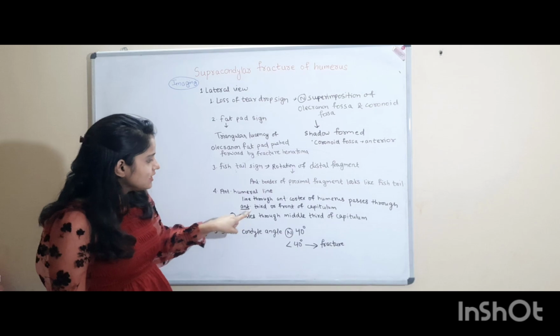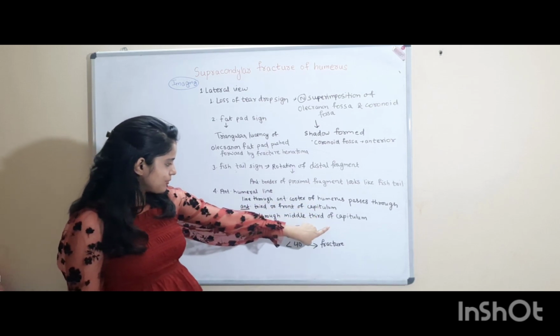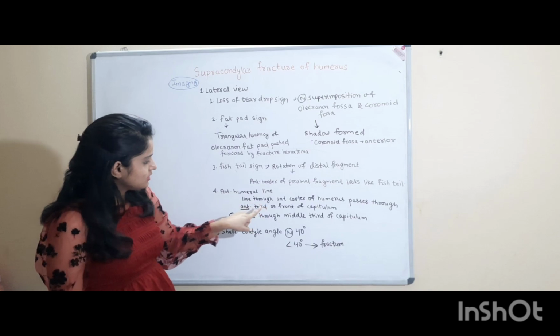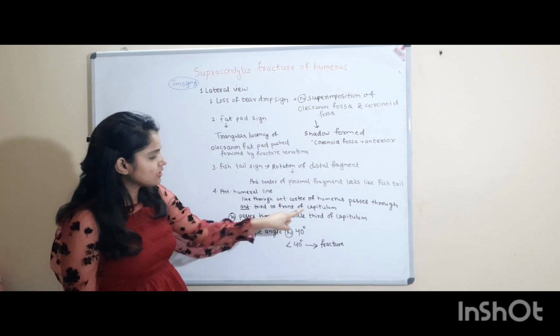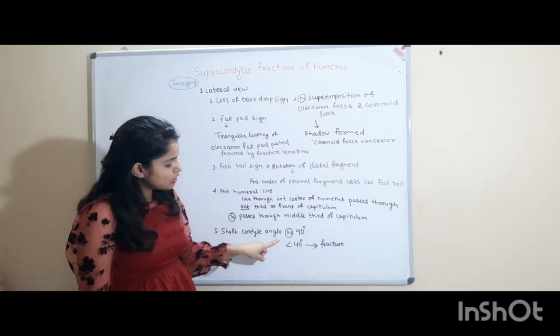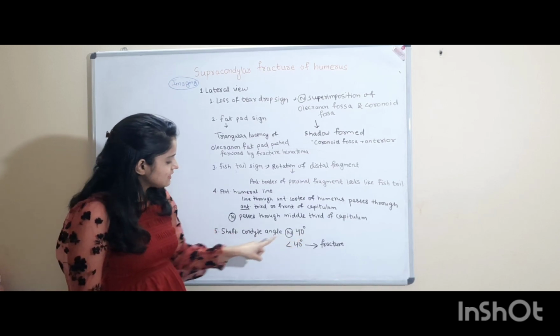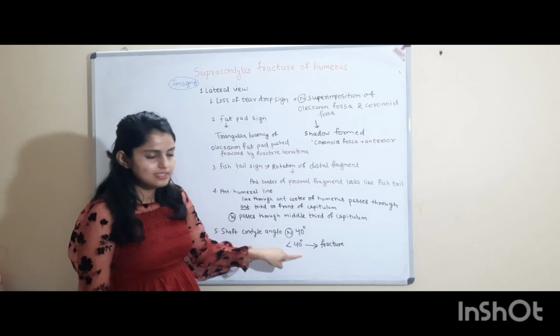Anterior humeral line. Normally, the line through the anterior cortex of the humerus passes through the middle third of the capitulum, but in this, the line passes through the anterior third or front of the capitulum. Shaft condyle angle. Normally it is 40 degrees. It is the angle made between the shaft and the lateral condyle, and if it is less than 40 degrees, then it is a fracture.